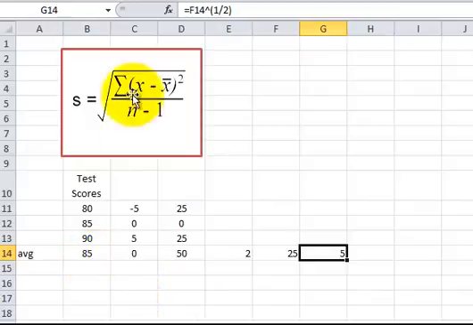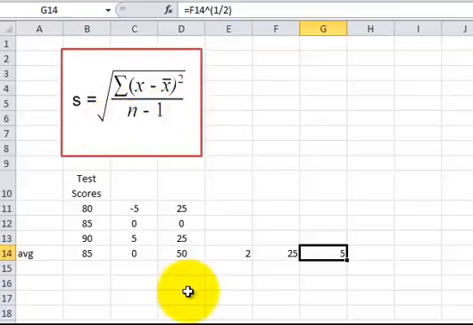Now, we've sort of walked through why this, at least to me, makes a lot of sense. I take each test score, compare it to the mean, square it to make it positive, sum them all up, divide by my sample size minus 1 to get an average deviation, and then take the square root of that number.